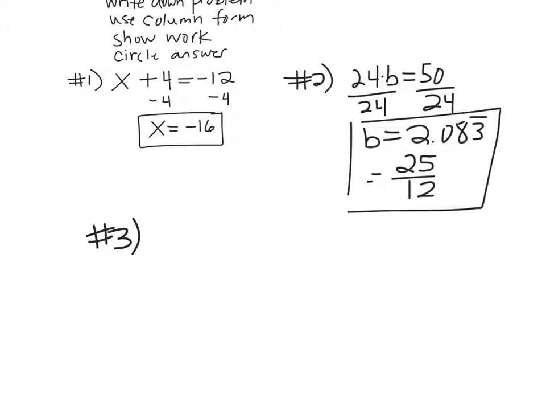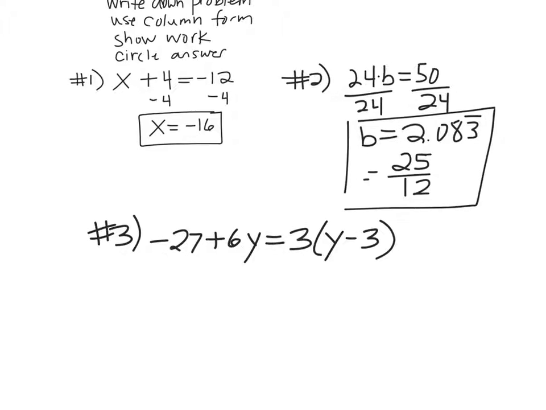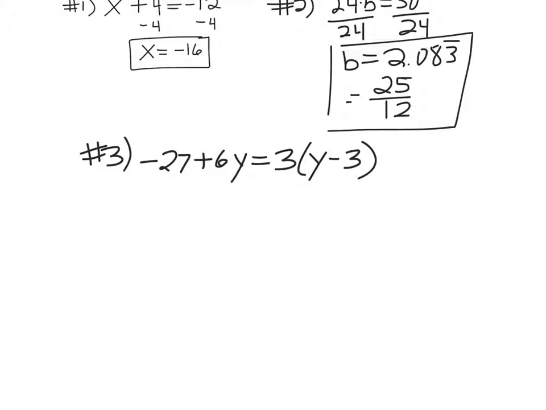Number 3. Negative 27 plus 6y equals 3 times y minus 3. All right, the variable doesn't have to be x, right? The last one was b. It should just be any letter you like. Most people like to use x just because you're used to it. But we're going to solve this, okay?